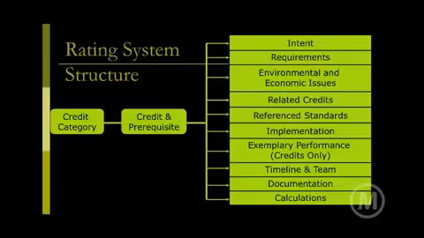So you always start with the credit category. So if you're dealing with something that has to do with energy, first you flip to that category. Got to go category 3. Then you find your credit or your prerequisite within that. We'll talk about what the difference between those two is.